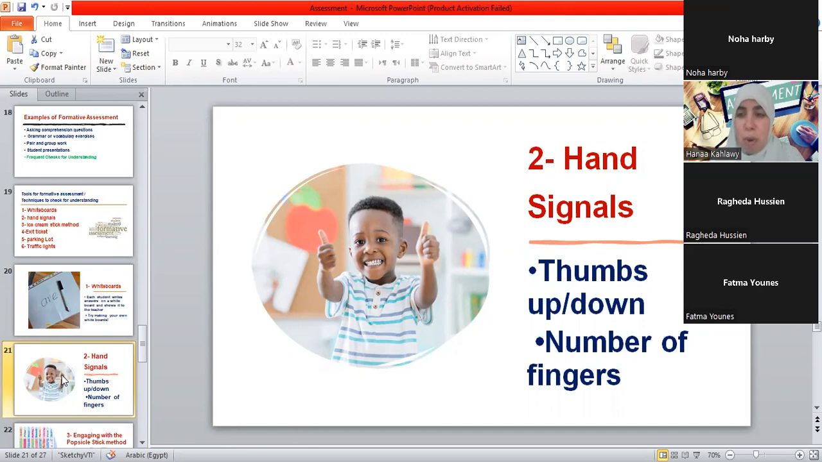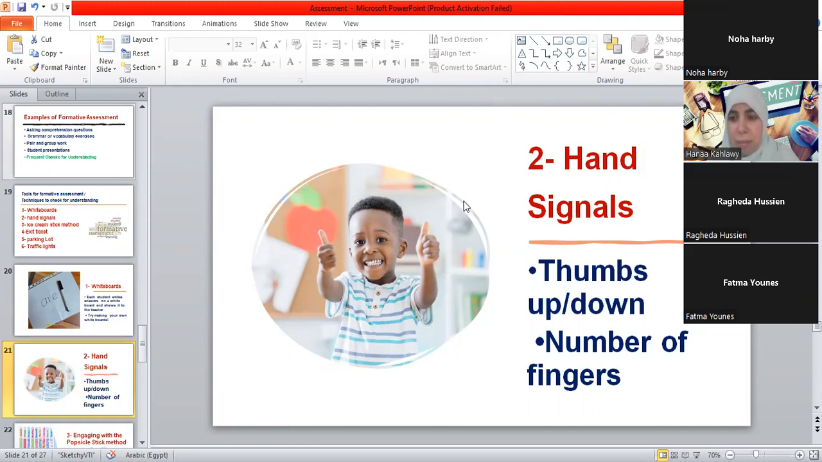Okay, if you have another way to use hand signals, you can tell us. Exactly, Raghda, it's really effective in teaching stress and intonation. Yeah, that's right. So for example, if you want to explain, it's okay. If you want to explain it.